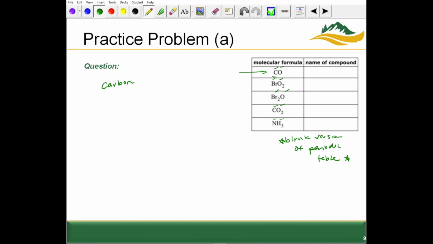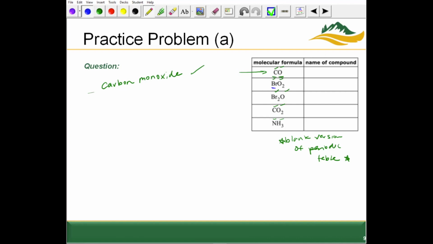So here we have carbon and oxygen. We don't write mono out here for the first element, but we do include mono for the second. Mono would usually have an extra O here, but remember we dropped that so we don't have 2 vowels in a row. So this first one, carbon monoxide.